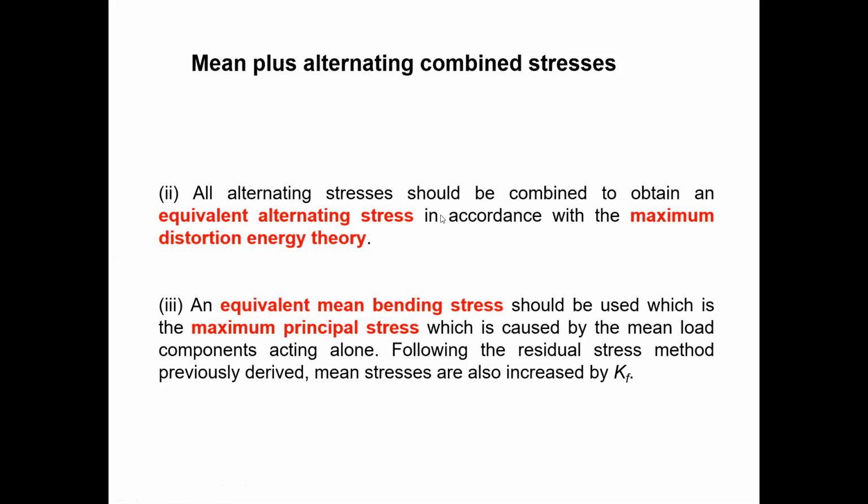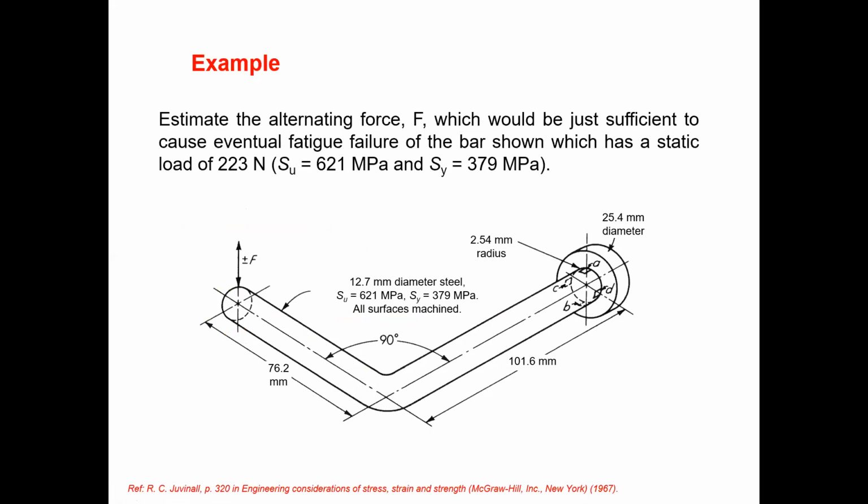Then you can apply the maximum distortion energy theory. An equivalent mean bending stress should be used, which is the maximum principal stress caused by the mean load component acting alone. Following the residual stress method previously derived, mean stresses are also increased by Kf. Yeah, that is obvious. Mean stresses also should be multiplied by Kf.